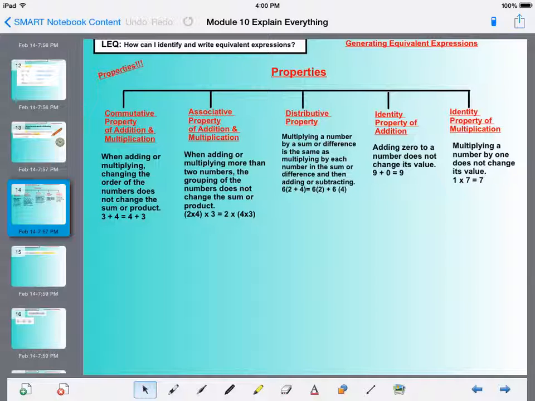The identity property of addition is easy. What's the only way that when you add something, a number keeps its identity? Well, it's by adding 0. Adding 0 to a number doesn't change its value. So for example, 9 plus 0 is still 9. The identity property of multiplication is very similar, but in this case, what is it that you multiply a number by that makes it keep its identity? And that would be 1. Multiplying a number by 1 doesn't change its value. So for example, 1 times 7 keeps its identity at 7.